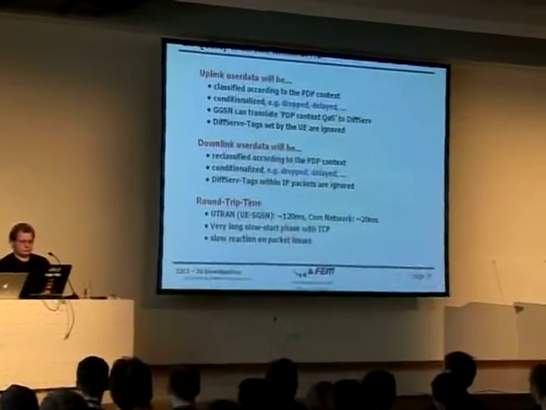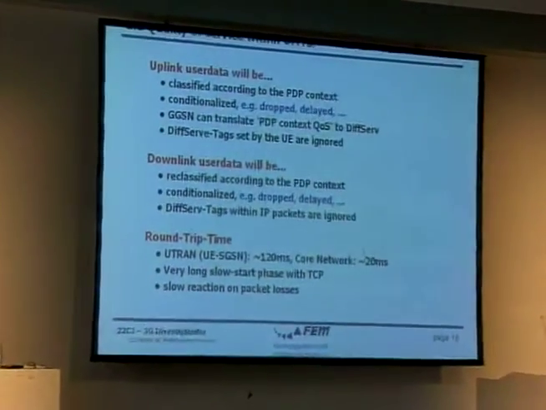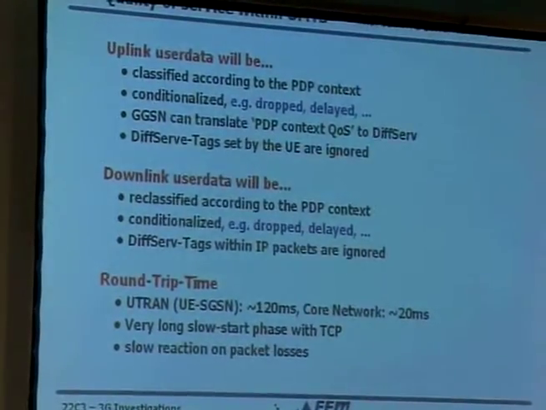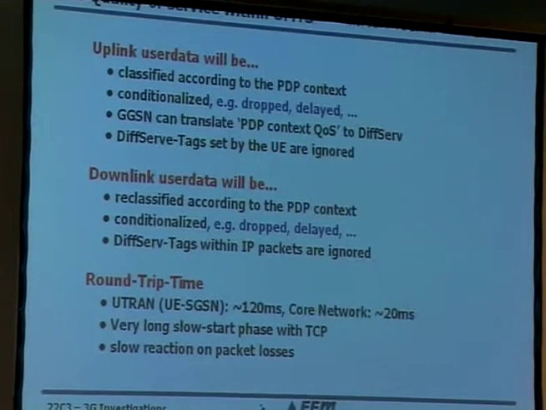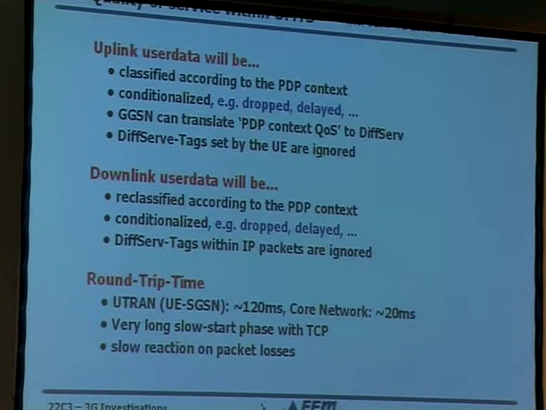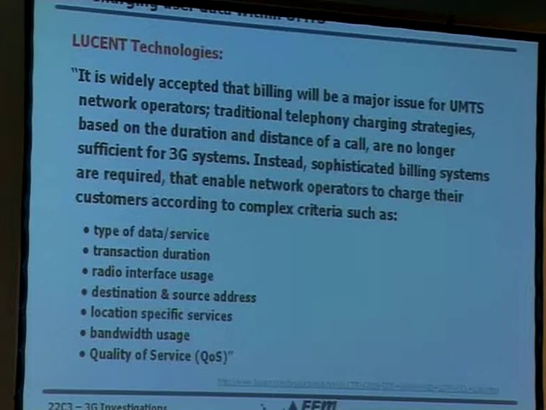When you start downloading, it will be really, really slow and it will take a long time for the TCP session to get to a higher speed. And when you lose some packets, it will also take a long time to get a retransmission of these packets. So most of the time, the UMTS won't give you any data because it's waiting for timeouts or something else. Okay, this is quality of service.